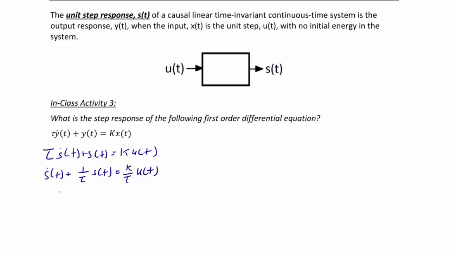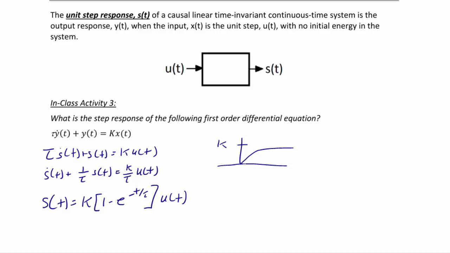So we can use integrating factors to solve as we have in the past. And when doing that, we get s of t is equal to k times the quantity 1 minus e to the negative t over tau u of t. So if you think about what a sketch of this would look like, the step response given some input is an exponentially increasing function whose final value is k. And this should look familiar from things we've done earlier in this quarter.